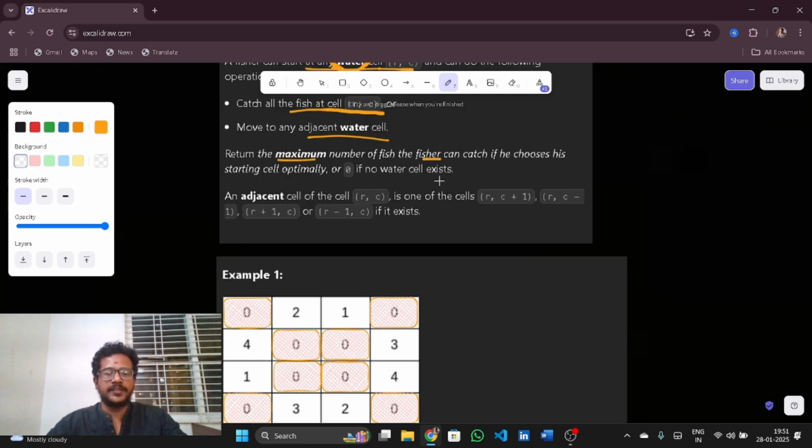If no water cell exists, return 0. Now we can go column plus 1, that means to the right, column minus 1, that means to the left, row plus 1, that means to the bottom, and row minus 1, that means to the top. So these will be my adjacent cells.